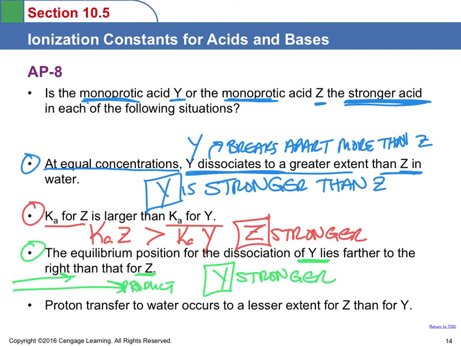Last problem says the proton transfer, and remember proton is H+, when we're talking about acids and bases. The proton transfer occurs to a lesser extent for Z than for Y. So remember, when acids are breaking apart, what they're really doing is transferring their hydrogen ion or transferring their proton. So the stronger acid is going to transfer more protons. So if Z transfers less than Y, that means Y transfers more, so Y is again stronger.